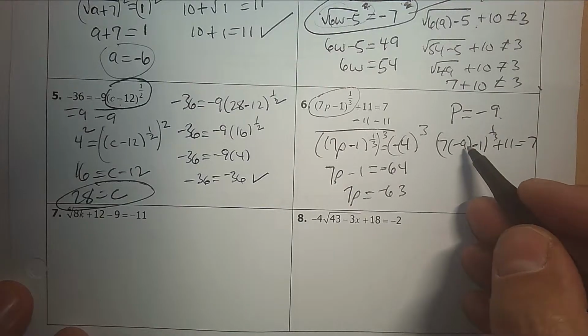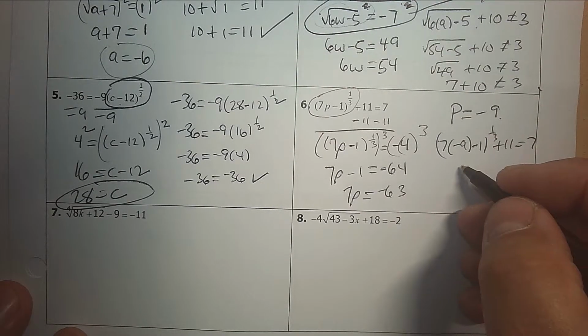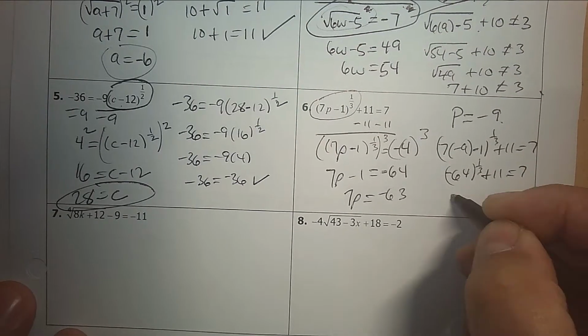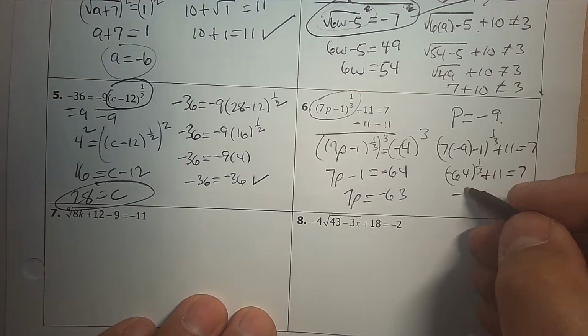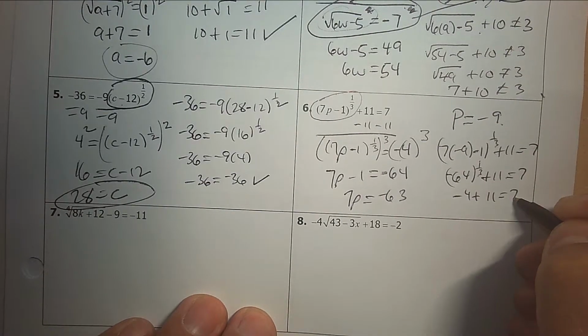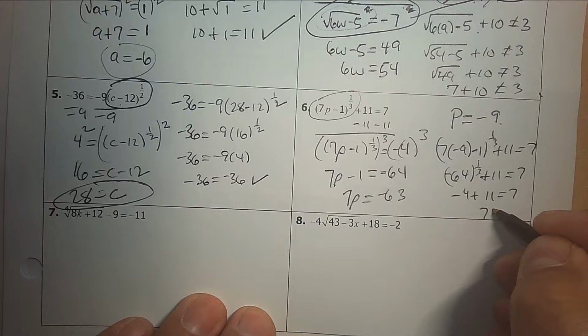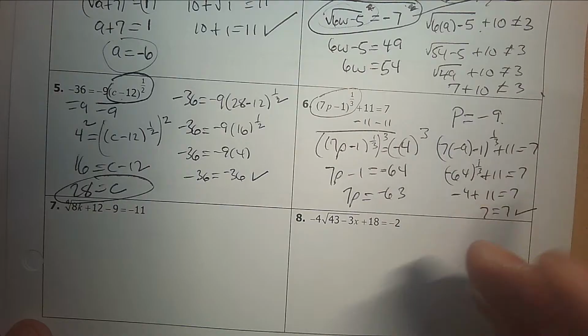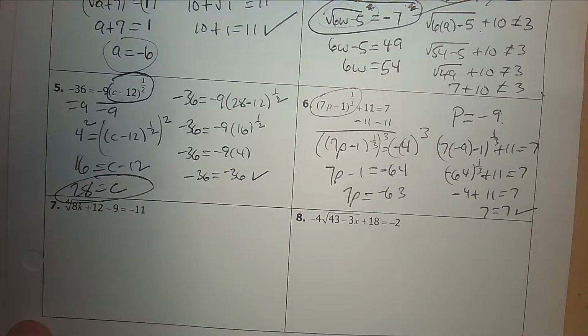So, negative 63, negative 1 is negative 64. The cube root of negative 64 is negative 4. And negative 4 plus 11. So, left side equals right side. When you isolate the radical, and it still works, like if you have an even radical and it's equal to 0 or a positive number, you can assure yourself that likely it is a good solution, not extraneous.